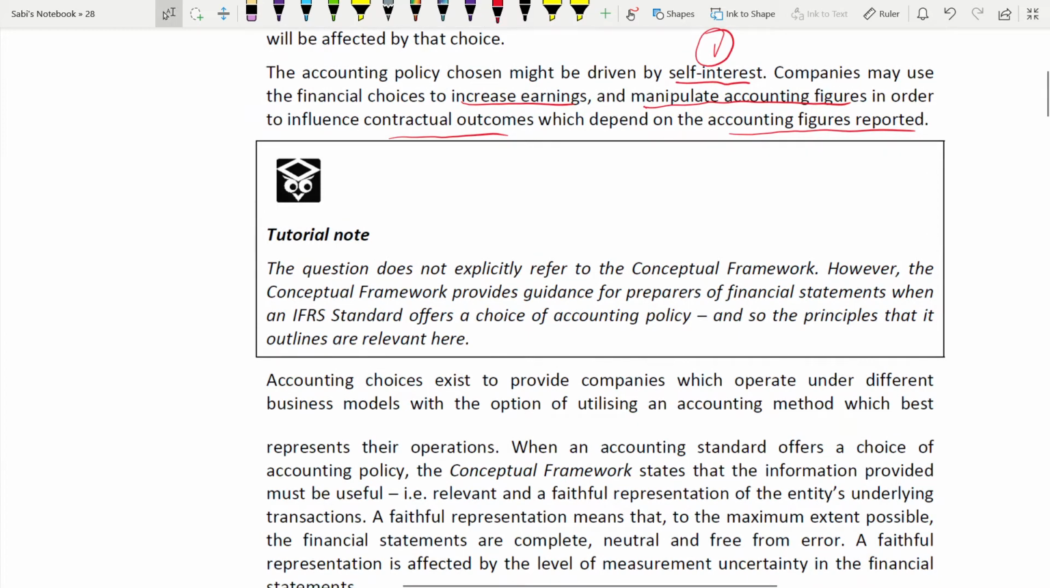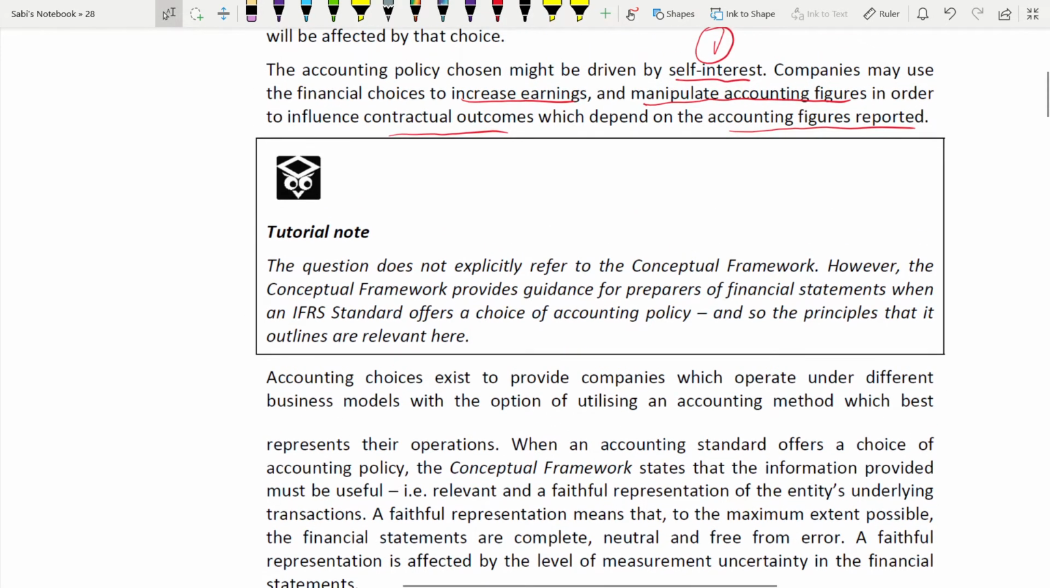Before going to the next, let us read the tutorial note. This question does not explicitly refer to the conceptual framework. However, the conceptual framework provides guidance for the preparers of financial statements when an IFRS standard offers a choice of accounting policy. So the principles it outlines are relevant here. Even though they are not saying use the conceptual framework, indirectly you have to use it in your answer because it provides the guidance. When an IFRS standard offers a choice of accounting policy, what should you do? That's why you need to use the conceptual framework here.